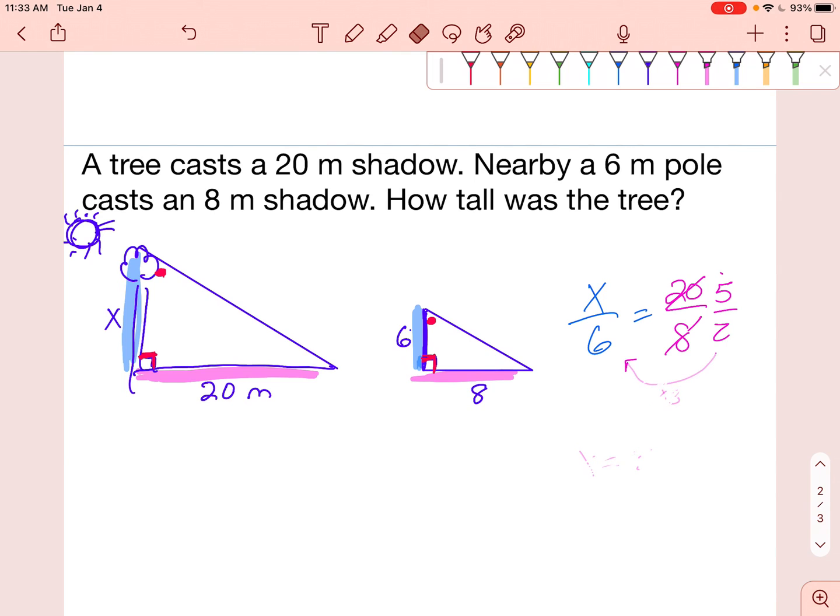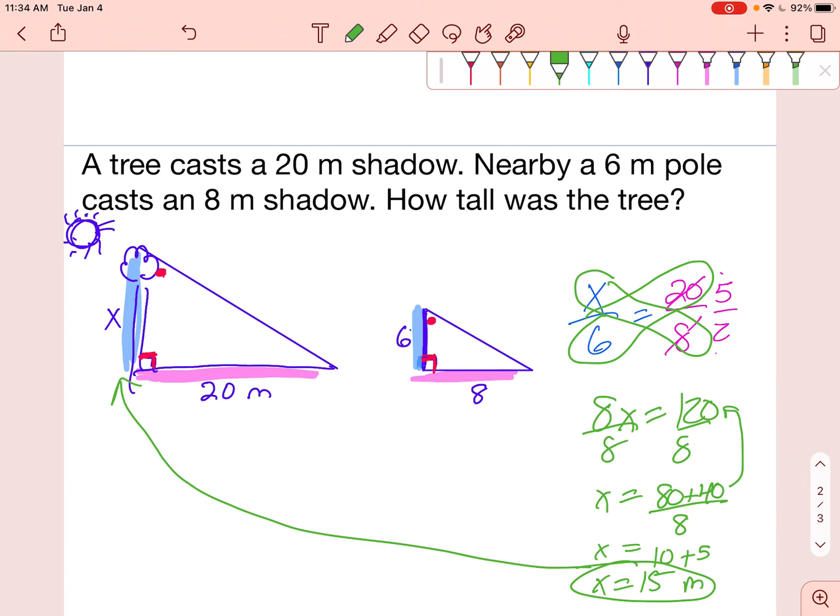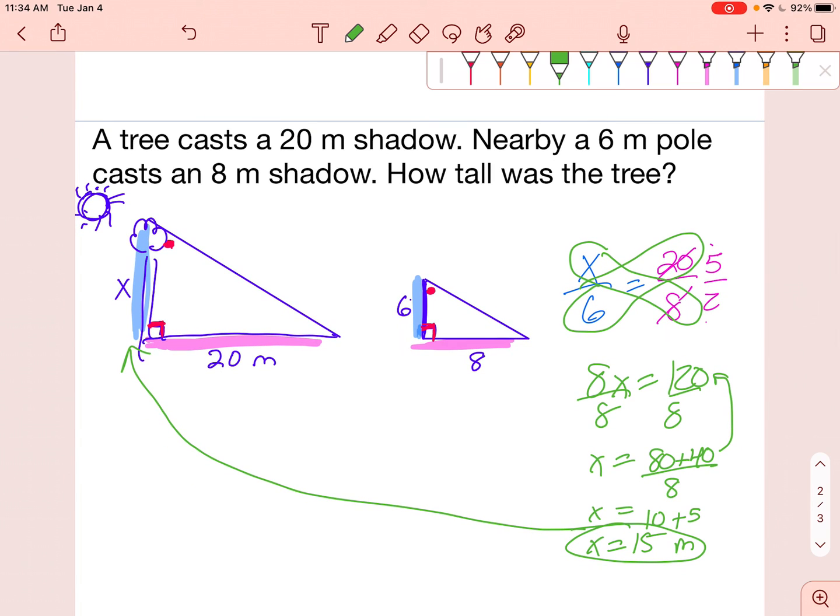If you're thinking, what is she doing, just straight up cross multiply. I know that x is 15, but if you don't like that, go ahead and cross multiply. We have 8x is equal to 120, x is equal to 120 divided by 8. I would do that in my head: 80 plus 40 is 120, and then it's easy to divide both of those by 8. You get 10 and 5, and that is why x is 15 meters. So we know that the tree was 15 meters tall. You can also use proportions and similarity with angle to identify missing information.